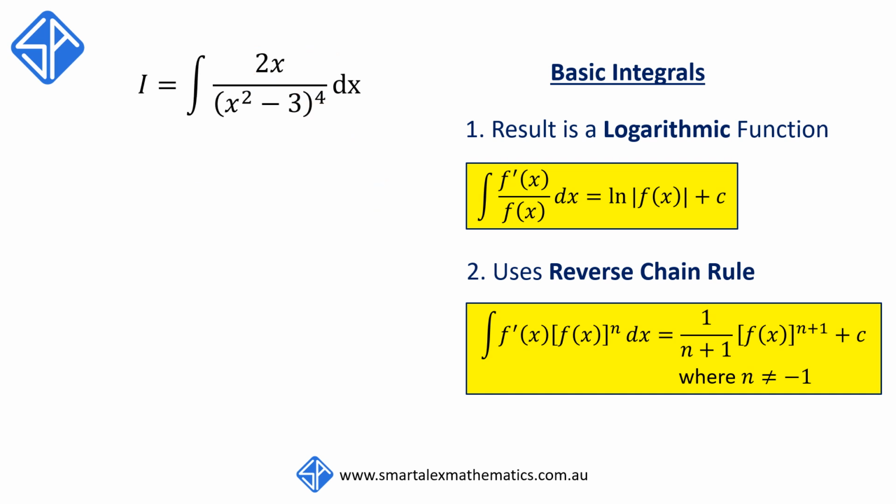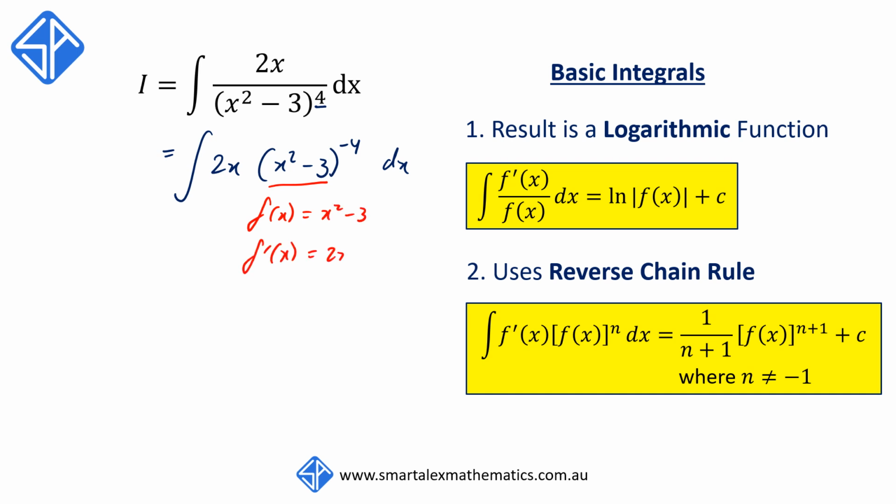Our last example, we've got 2x on x squared minus 3 to the power 4. This looks very similar to our third example, except again, we've got the power 4 on the denominator. What I'm going to do first is rewrite this integral as 2x times x squared minus 3 to the power of -4 dx. This is from using the negative index law. Then I'm going to let f of x equal x squared minus 3. So f dash x is equal to 2x. So you can see that the 2x is essentially f dash x. The -4 is the power, so n is equal to -4.